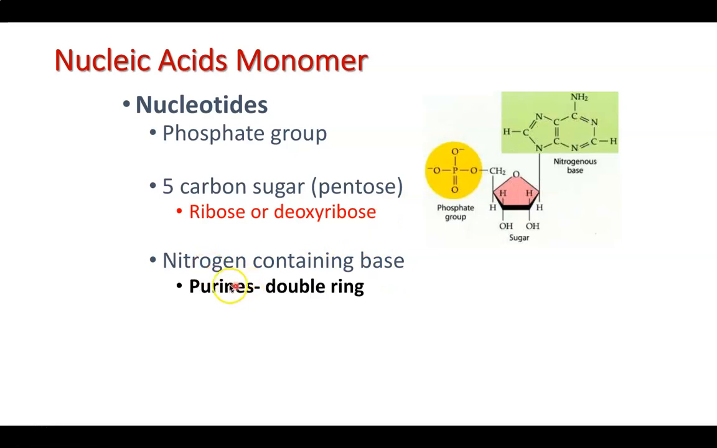With our nitrogen containing bases, we have one set, which this might be new information for you. One set are our purines. So purines have a double ring. What you see here in this image is a purine because it contains two rings. And the specific nucleic acids that are purines are adenine and guanine, so A and G.